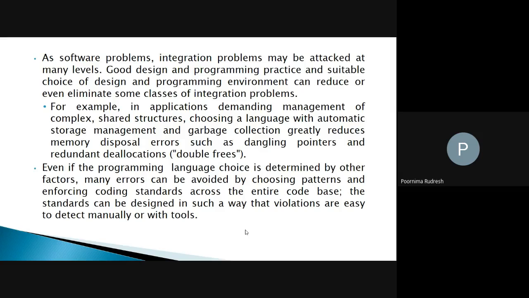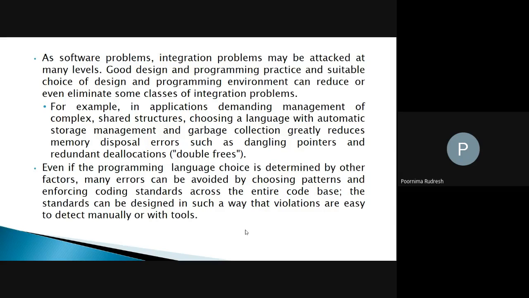For example, if you consider an application demanding management of complex shared structures, choosing a language with automatic storage management and garbage collection greatly reduces memory disposal errors such as dangling pointers and redundant deallocations. So here, in case of the memory management system, if we choose automatic storage management and garbage collection, then this reduces the memory disposal errors such as dangling pointers and redundant deallocations, because there we're using the double free.